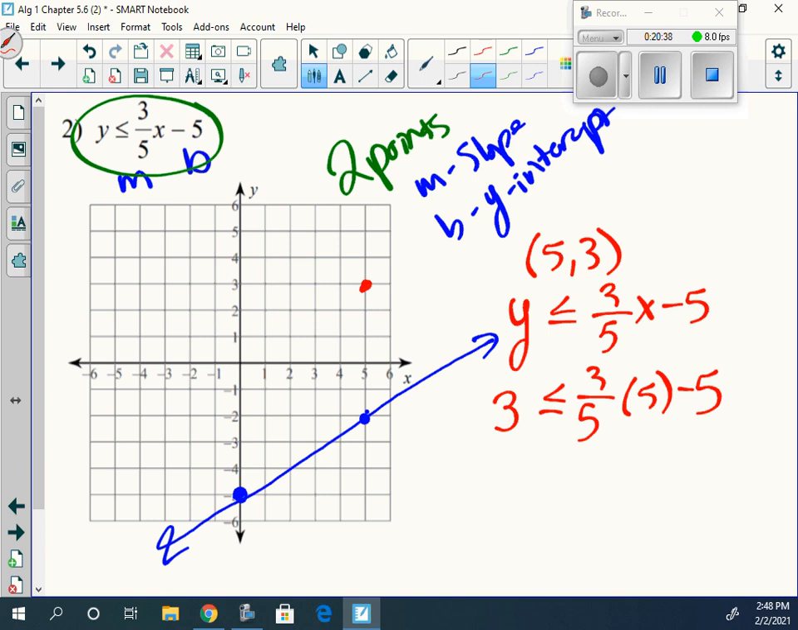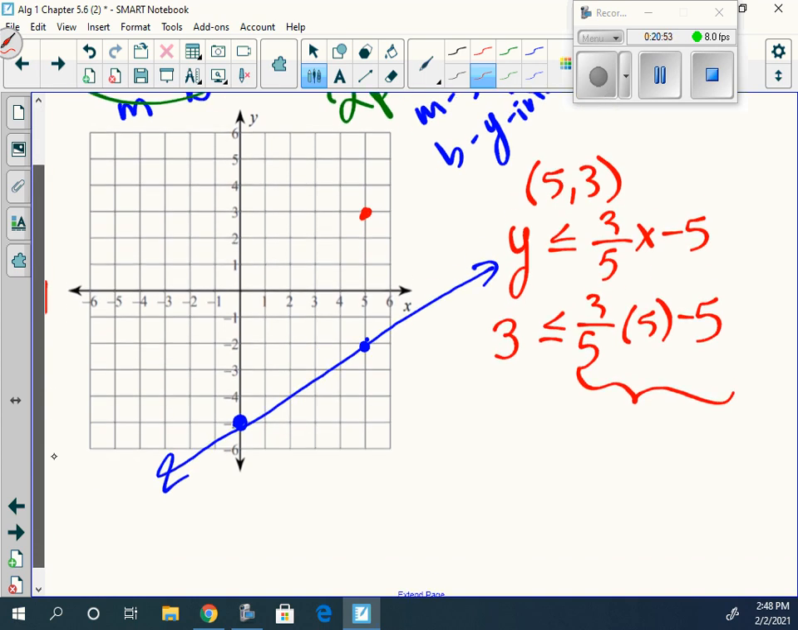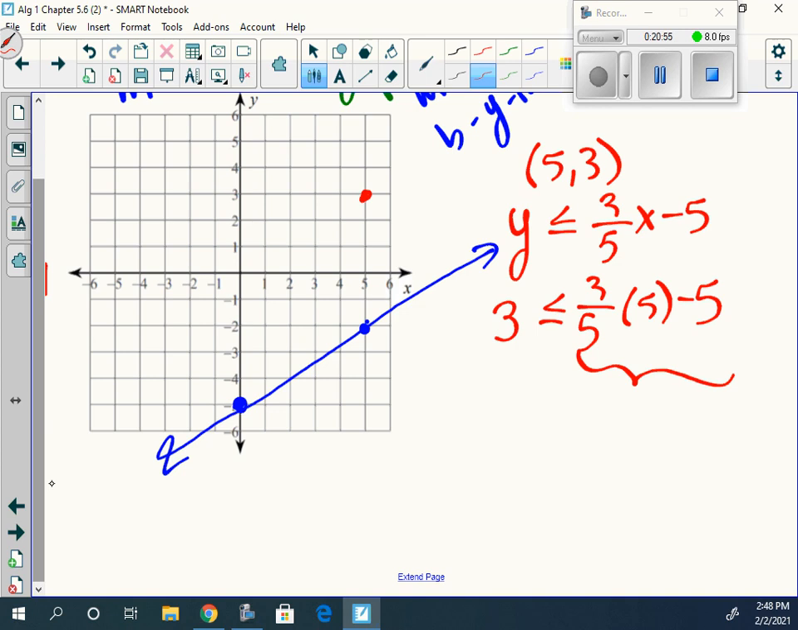Now we can do this all by hand if we wanted to, or we can type 3/5 times 5 minus 5 into the calculator. We can plug that whole side in. We had one picked. I would pick 0, 0, but yeah, it'd be a little bit easier. Because here, if we do this multiplication, these would simplify, and we get 3 minus 5. And 3 minus 5 is negative 2. Is 3 greater than or equal to negative 2? No.